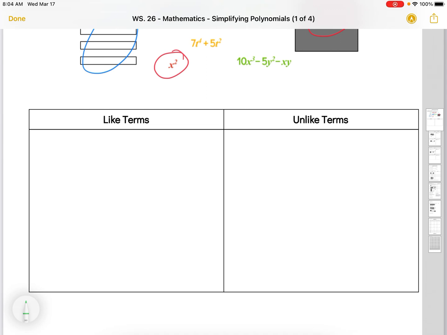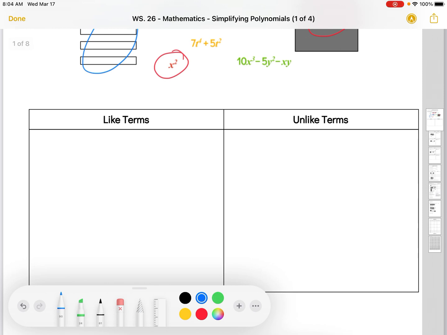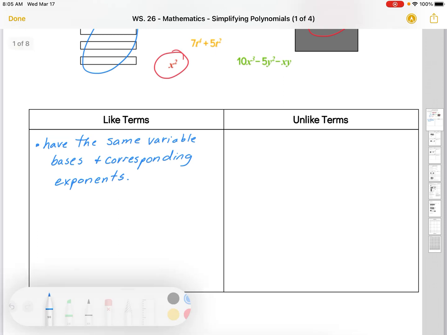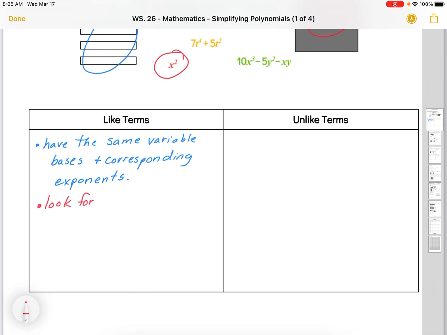So like terms have the same variable bases and corresponding exponents. And that is the root of it, really. So things we can look for: constants. All constants are like terms.